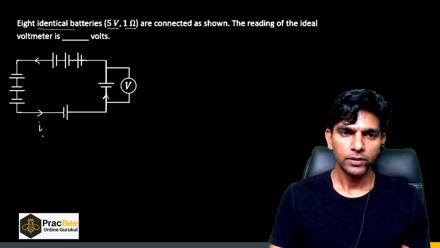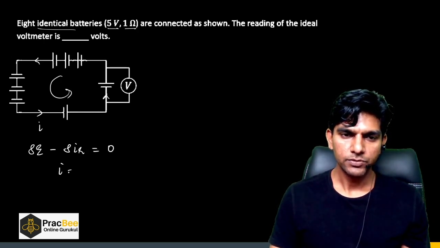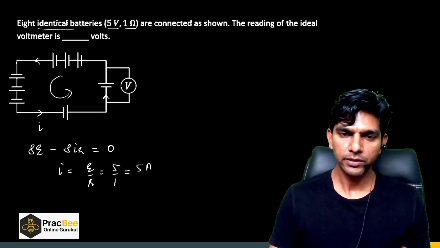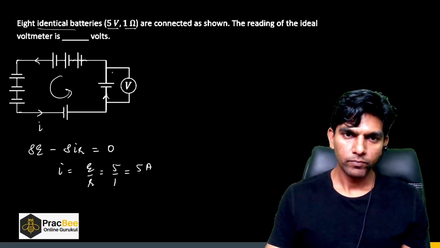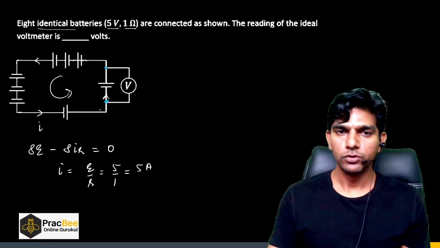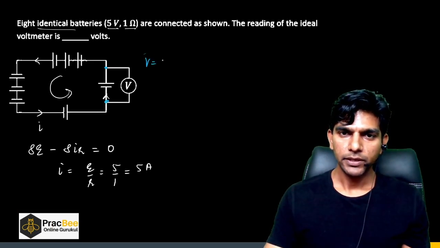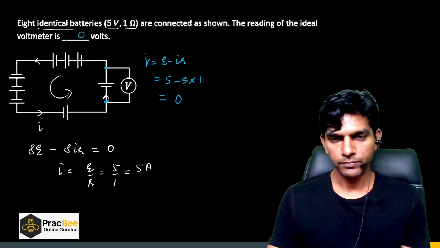If I apply KVL like this, it will be 8 times E minus 8 times IR equals 0. So from here I comes out to be E by R, where E is 5 and R is 1. So 5 ampere is the current in this circuit. And if I consider this battery across which we have connected a voltmeter, the terminal voltage will be E minus IR. E is 5, minus current 5 times resistance 1, so this will be 0. So the answer will be 0 volt.